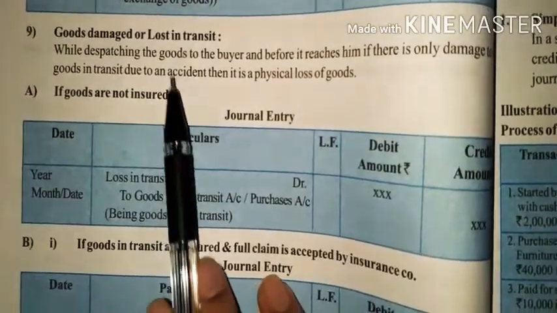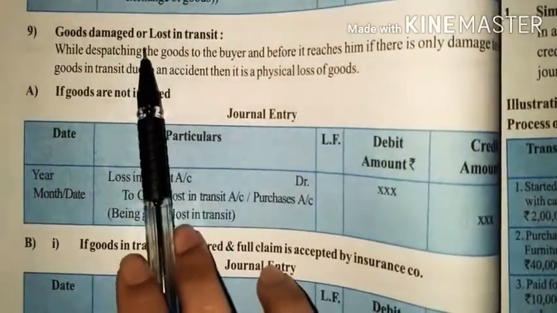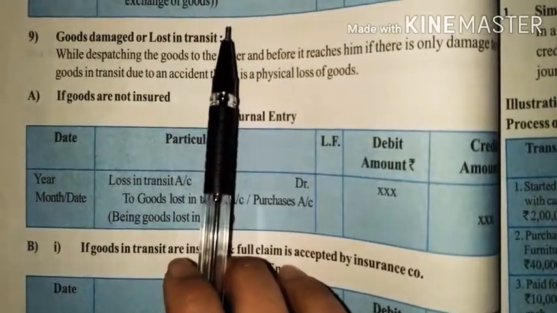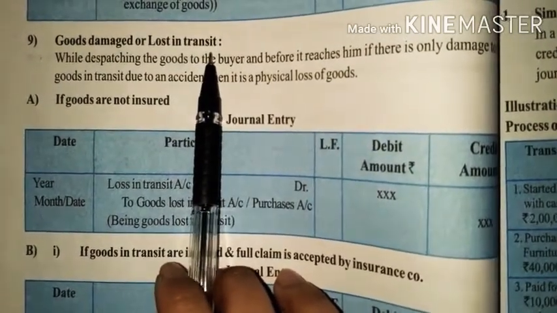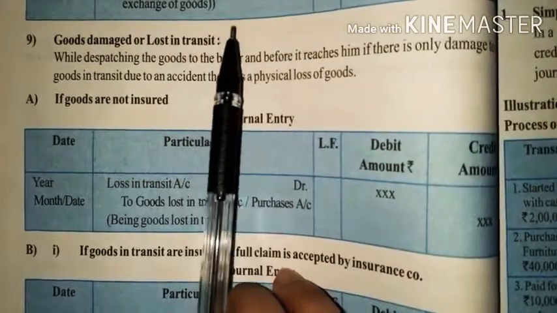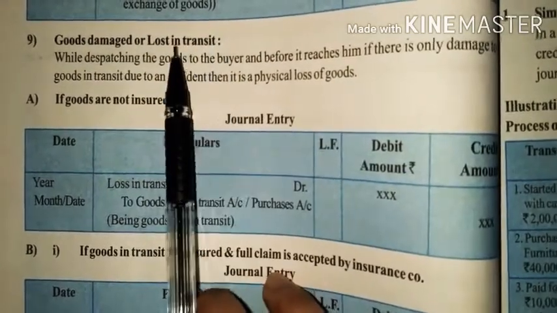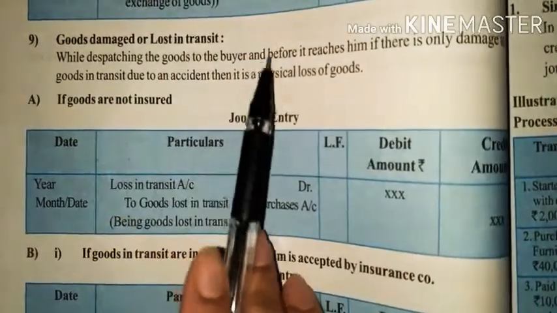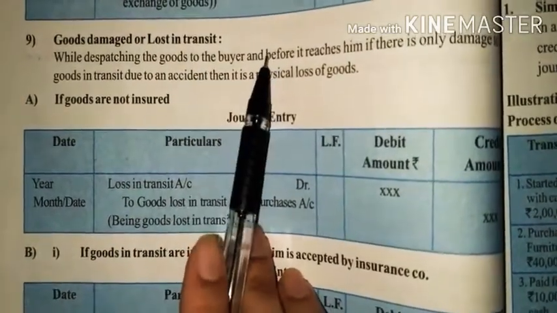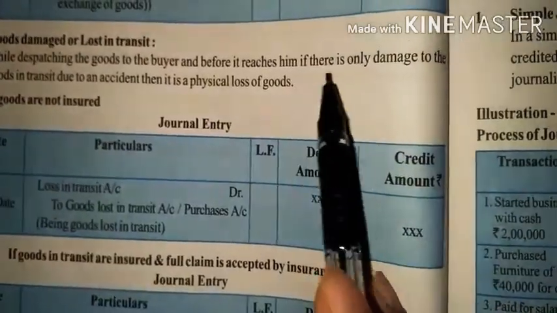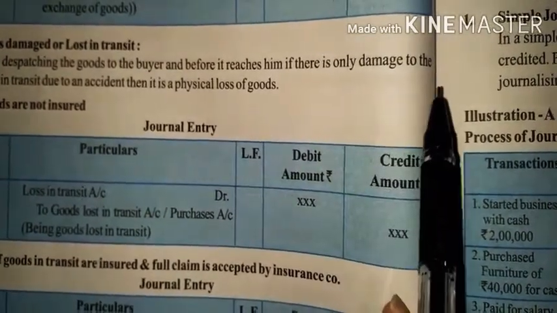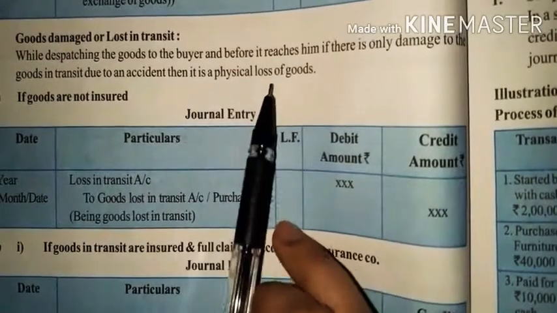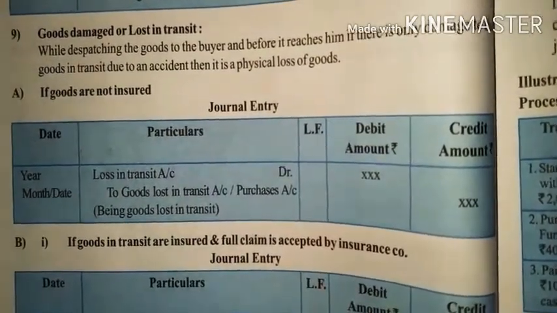Let's take the other one. Goods damaged or lost in transit. As I already told you, what is the meaning of transit? Transit means moving of goods from one place to another place. That is called transit. While dispatching the goods to the buyer and before it reaches him, if there is damage to the goods in transit due to an accident, then it is a physical loss of goods.